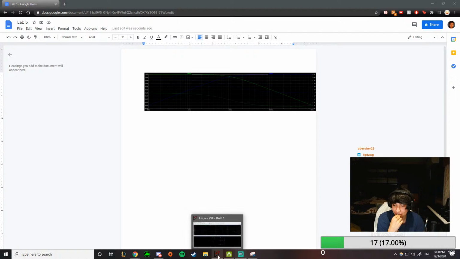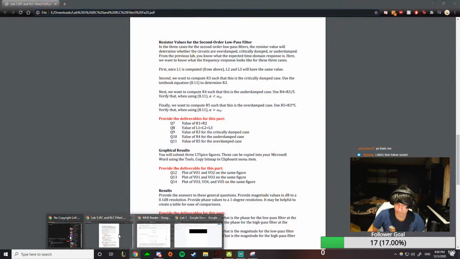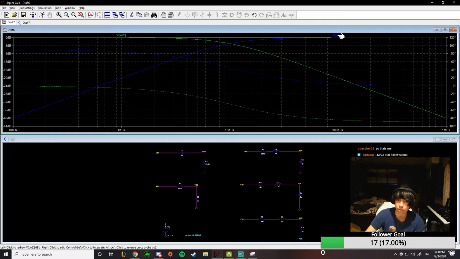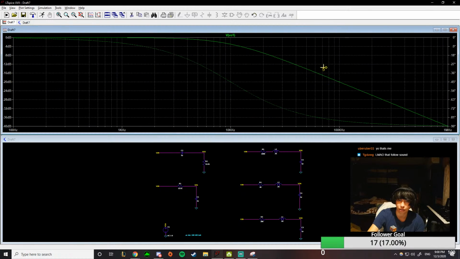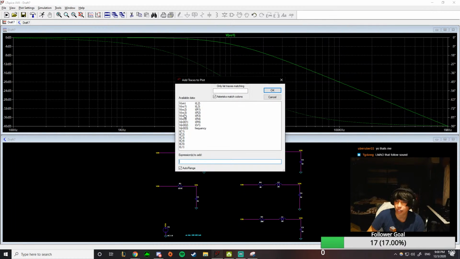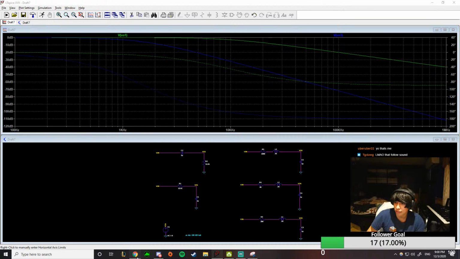Okay. Moving on, my next graph is V1 versus V3. So I just delete this. Delete. And then add traces. And then add V3. And then tools, copy bitmap to clipboard.